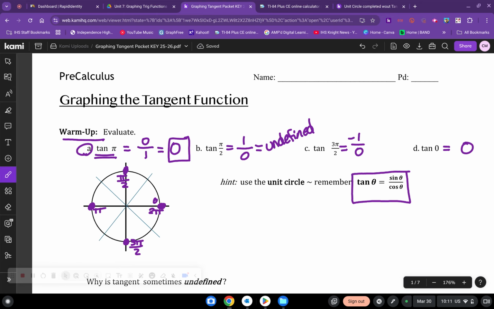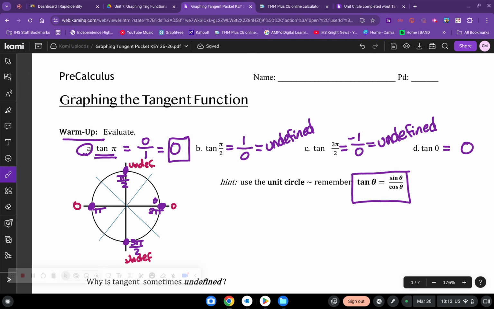because this is not possible for us to evaluate. We write the word undefined. So we've said from the very beginning that my tangent values are undefined at the top and the bottom, and tangent is always equal to 0 on the sides. Tangent's undefined at the top and the bottom, and 0 on the sides of my unit circle.